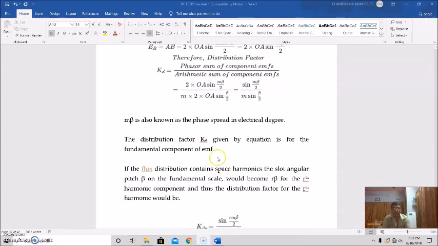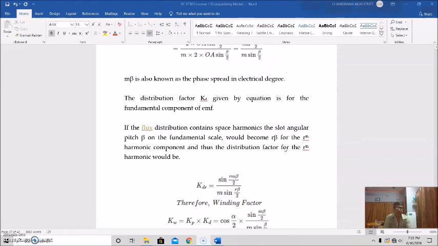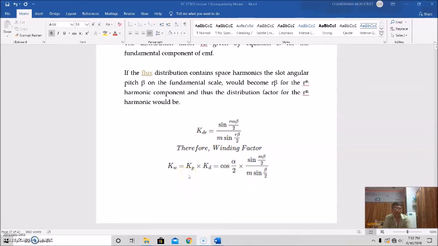So the distribution factor Kd is given by this equation for the fundamental component of EMF. If the flux distribution contains harmonics and the slot angular pitch is beta on the fundamental scale, it becomes r beta for the rth harmonic component, and thus the distribution factor of the rth harmonic will be like this. So r m beta by 2 is the same, sine r beta by 2 here. So therefore the winding factor will be this: Kw is the product of Kp into Kd. So that is cos alpha by 2, into the distribution factor, sine m beta by 2 by m sine beta by 2.